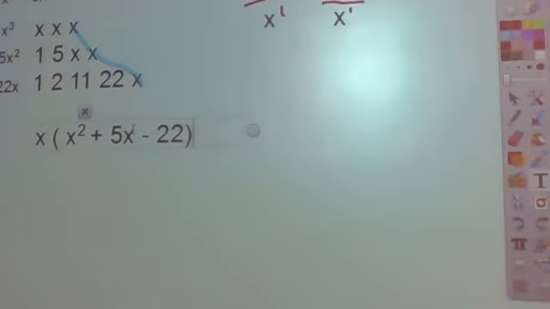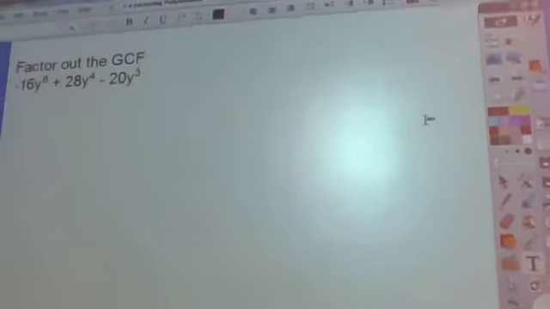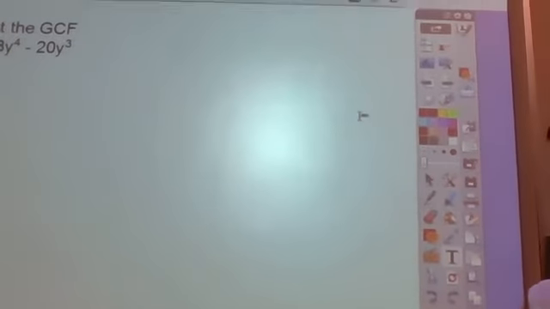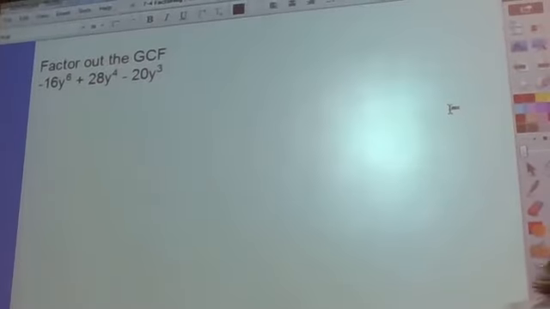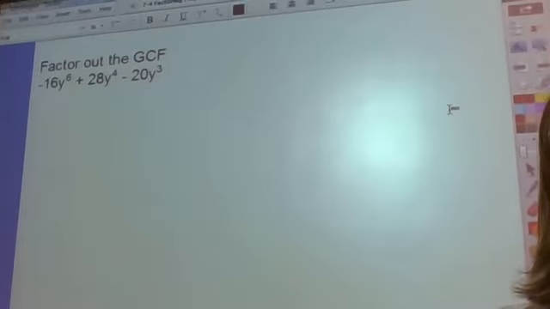Okay, how are we doing so far? All right, moving forward then. Your turn. Factor out the GCF of -16y to the 6th power plus 28y to the 4th power minus 20y to the 3rd power. I'm going to pause this. It might help if you can actually see the problem. So I want you to try this on your own right now. Go.